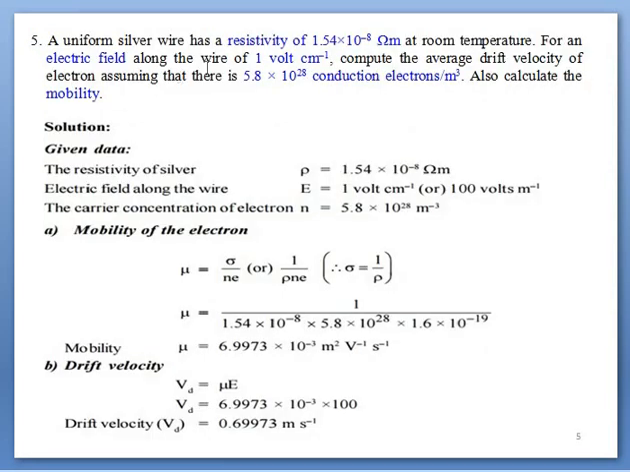In the next numerical, the resistivity of a silver wire is given at room temperature. The electric field is given. We have to compute the drift velocity of the electron.